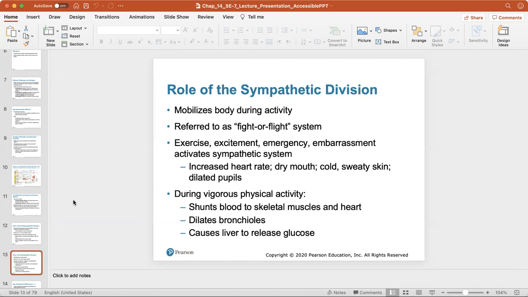So during vigorous physical activity, what will happen is all blood will be shunted to skeletal muscles and the heart that need extra oxygen. Your bronchioles will be dilated, so they will increase in size to try to allow for more oxygen to be delivered to your muscles. And your liver will release glucose. And again, glucose is needed to enter the cellular respiration cycle, which we'll get to, to create ATP. So liver releasing glucose is just an effort to create more ATP.